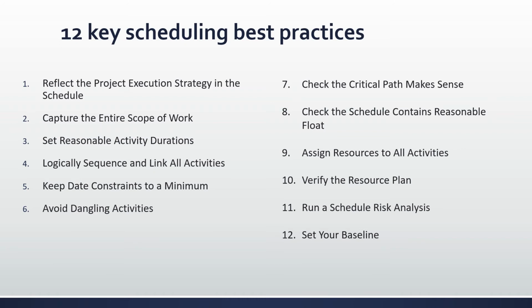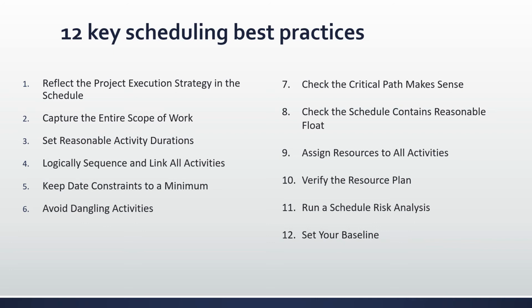Number 5, keep date constraints to a minimum. The use of constraints and lags hinders free-flowing paths and prohibits accurate float calculations and critical path identification. They can also lead to inaccurate project start and finish dates being set. So for these reasons, although they are sometimes necessary, the use of constraints and lags should be kept to a minimum.